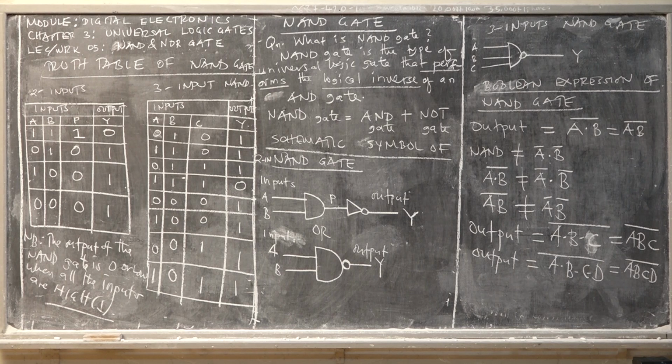Okay? So remember, when you say high, we don't mean 5 volt. We may mean 5 volt or 0 volt. When you say low, we mean 0 volt or 5 volt. Should not claim.